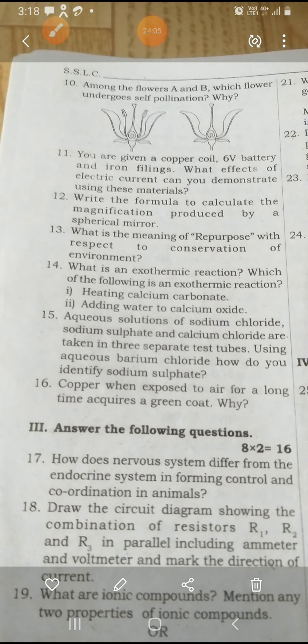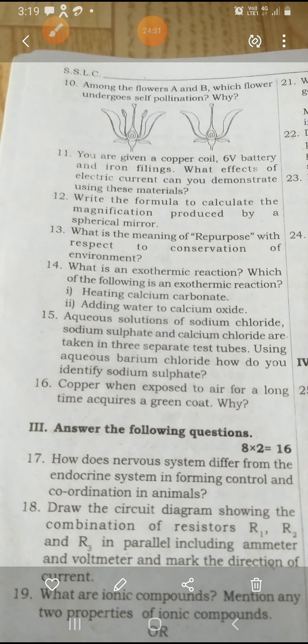Once again I'll read out the answer. 19th answer: the compounds formed by oppositely charged ions held by electrostatic force are called ionic compounds. And the properties are: first, they are solids. Second, electric conductors in a molten or solution state. Third, they dissolve in water, but they are insoluble in organic solvents.